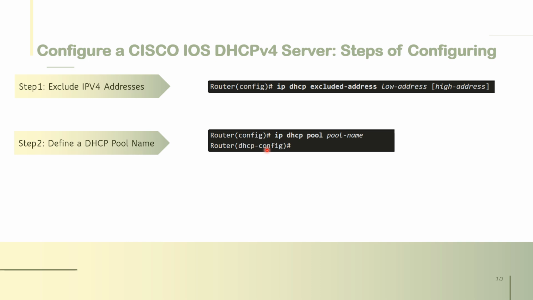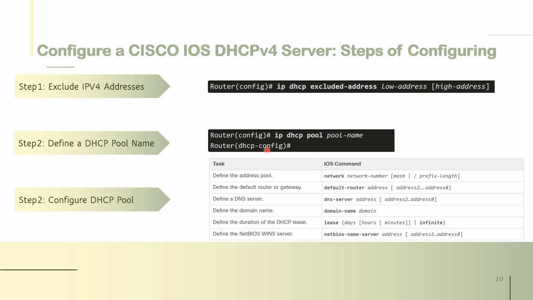And then we will have the last step, which will be to configure the DHCP version 4 pool. And here is a table that lists the tasks to complete the DHCP version 4 pool configuration. The address pool and default gateway router must be configured. Use the network statement to define the range of available addresses. Use the default-router command to define the default gateway router.